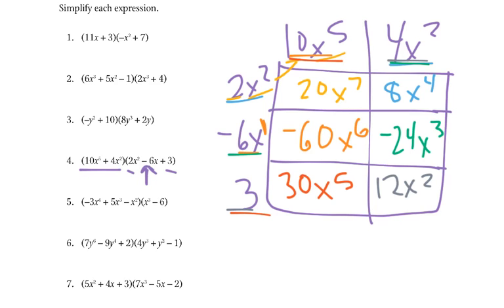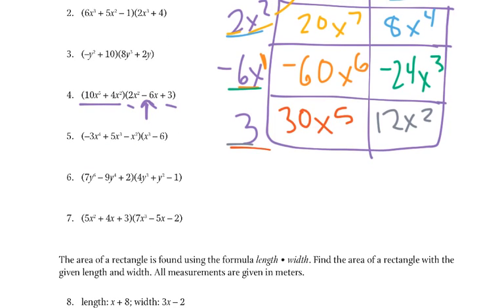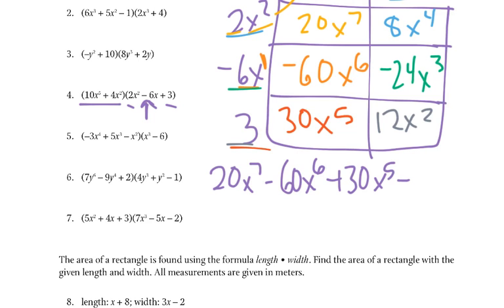Now notice here, none of our powers lined up, right? So we can't combine any of these. We've just got to write them in order. Okay, so our highest is 7, then 6, then 5, then 4, then 3, then 2. So there's our order right there. So 20x to the 7th minus 60x to the 6th. And you could put plus a negative, but minus looks so much more beautiful. Plus 30x to the 5th plus 8x to the fourth minus 24x cubed plus 12x squared. So a very long polynomial with a degree of 7, but sometimes multiplication gives you big things.